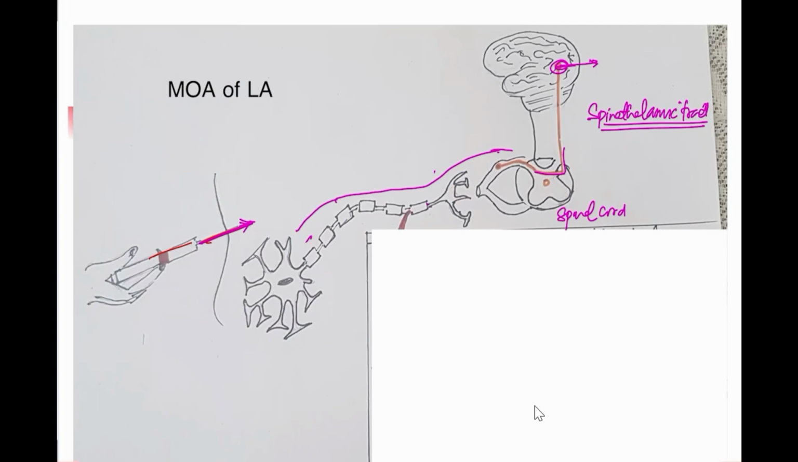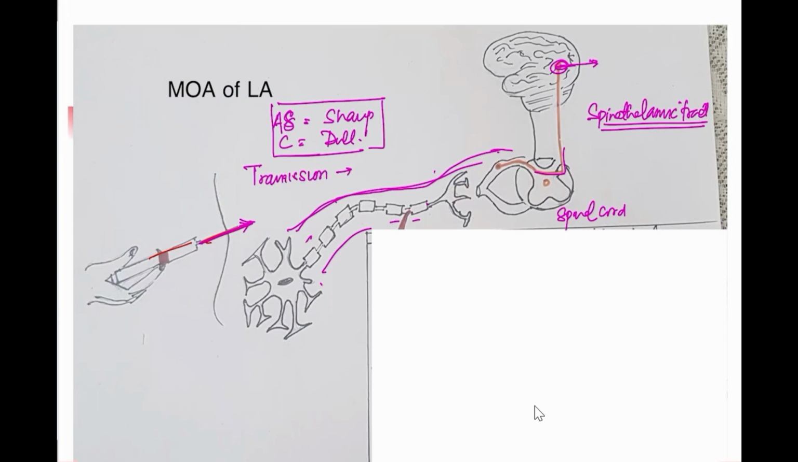Now, which nerve fibers carry the pain? It is A delta and C fibers. The sharp pain is carried by A delta, whereas the dull pain is carried by the C fiber. Now, how does this transmission of pain happen? It is through these nerves, A delta and C fiber, but how is this pain transmitted? It is by the generation of an action potential.